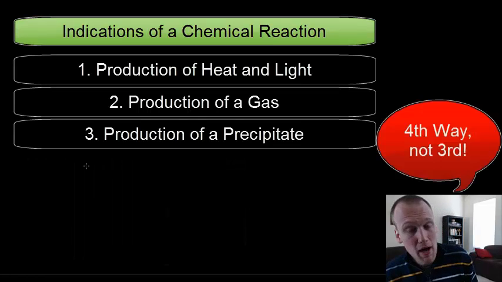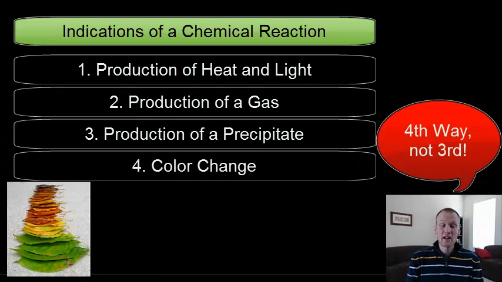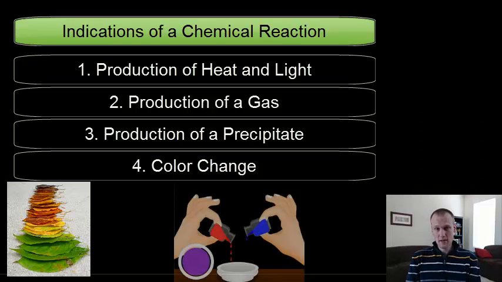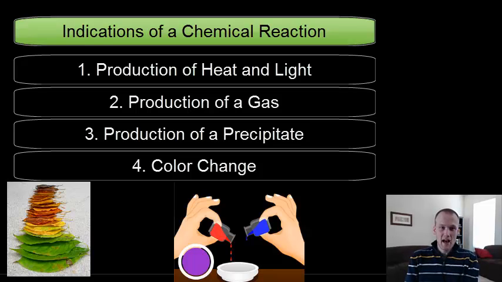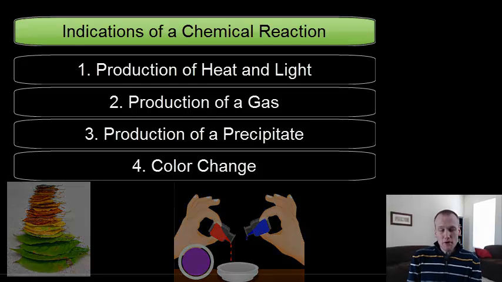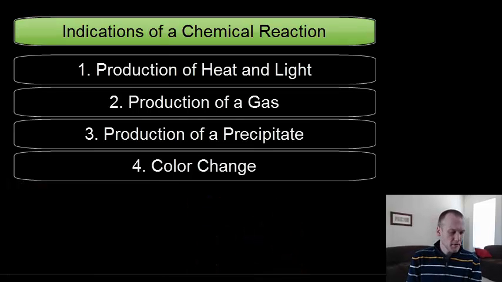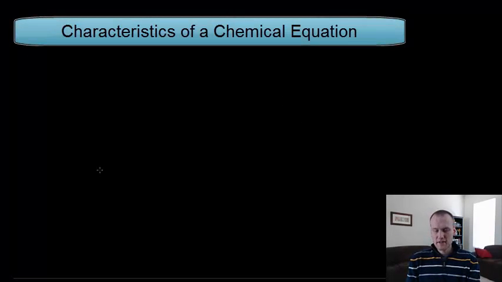And the fourth way is if you possibly have a color change. Now, a color change does not always indicate a chemical reaction. For instance, if I mix together yellow and blue food coloring, you'll see green and you have a color change, but that's not really a chemical reaction. So be careful with the color change, because most of the time that would indicate a chemical reaction, but not always.